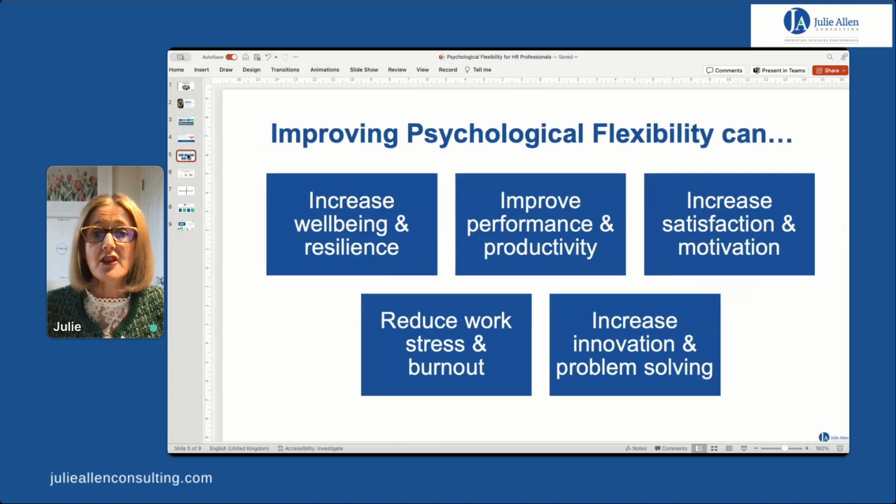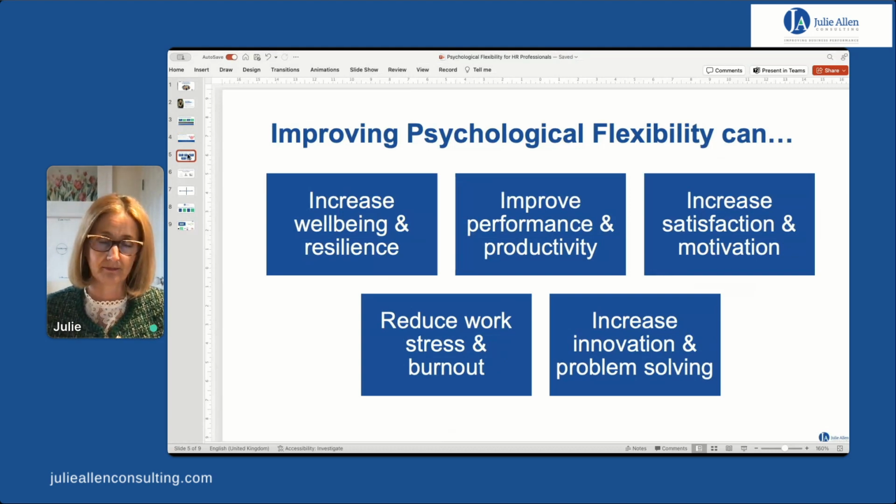Again, if we look at the research, it says that psychological flexibility can increase well-being and resilience. I've highlighted that it is a key skill. It will also improve performance and productivity. When I'm talking about these benefits, I'm talking about benefits for individuals: increased general life satisfaction and motivation in life and at work. Also, its ability to reduce work stress and burnout, a key thing again in today's working world, and increase innovation and problem solving.